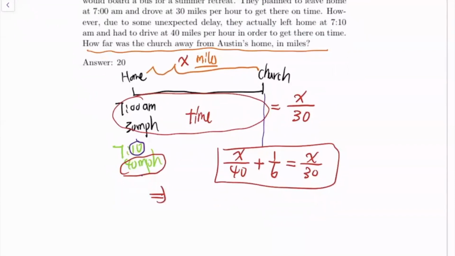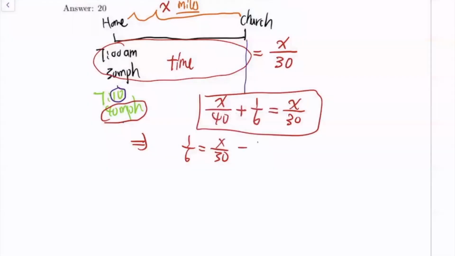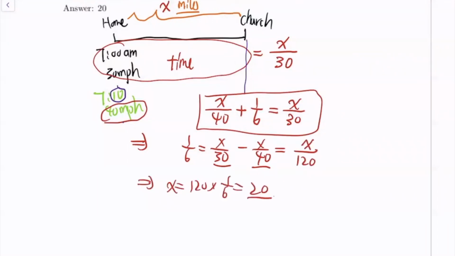So we have 1 over 6 is x over 30 minus x over 40. We can use the common multiple, which is 120. So this will be 120 times 1 over 6, and x is 20. So it's 20 miles between home and the church.